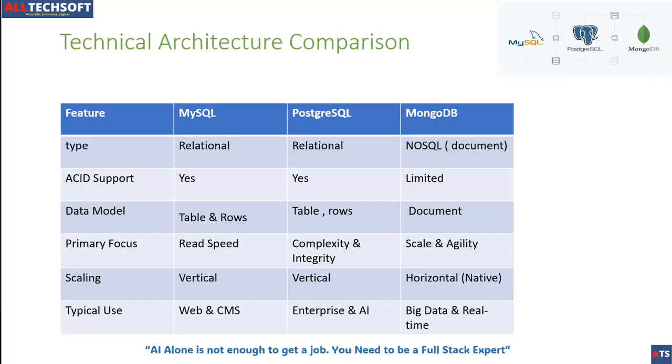Here is a technical comparison between the three databases which we have talked about. The first two are fully relational databases, and the third one, MongoDB, is a NoSQL database. It is mostly considered a document-based database. See here, with MongoDB you can add more servers in parallel. That means horizontal scaling. The typical use of MySQL is for web and CMS, while for PostgreSQL the typical use is enterprise and AI. Big data and real-time systems use MongoDB very heavily.